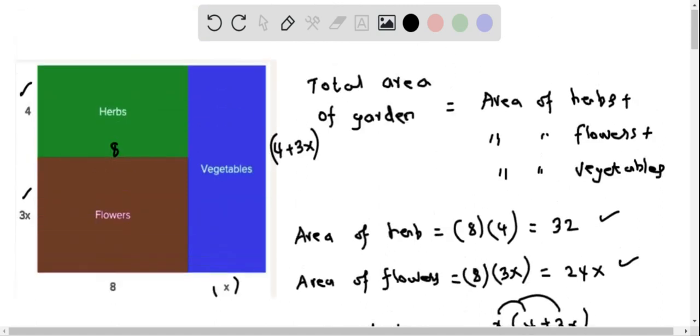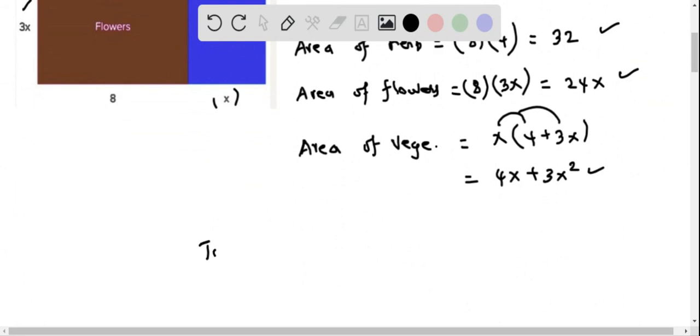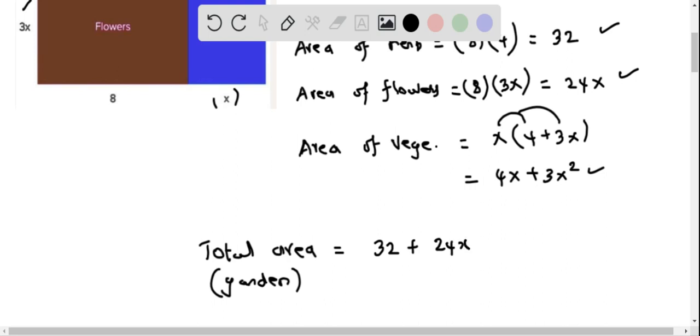Therefore, the total area of the garden, we can see, is the sum of the areas. So we write total area of the garden, and this equals the sum of the areas of herbs, which is 32, plus flowers, which is 24x, plus the area of vegetables, which is 4x plus 3x squared. We now see that 24x and 4x are like terms. We can combine them: 32 plus 24x plus 4x is basically 28x, plus 3x squared.